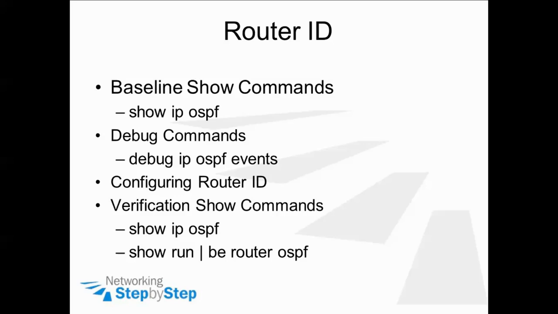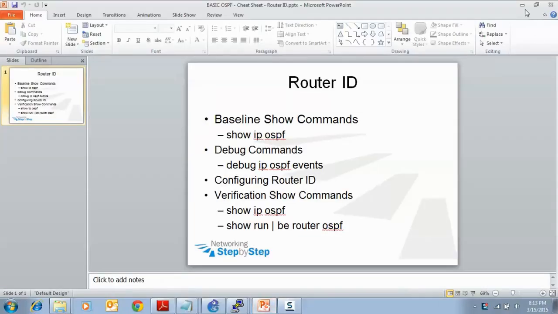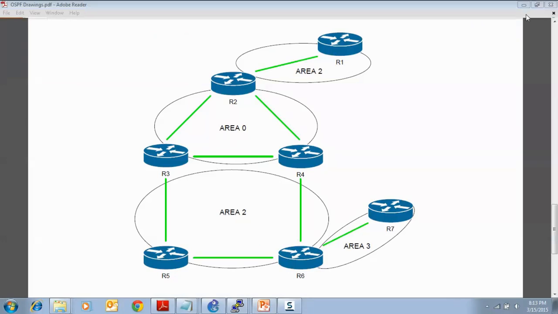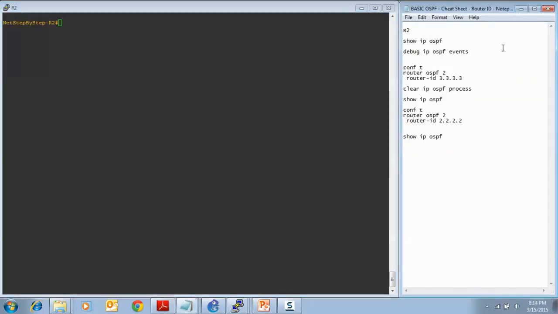Let's look at the network topology. I will be configuring the OSPF router ID on router 2. To use a fixed router ID, use the router ID command in router configuration mode. I will enter my show command show IP OSPF on router 2.